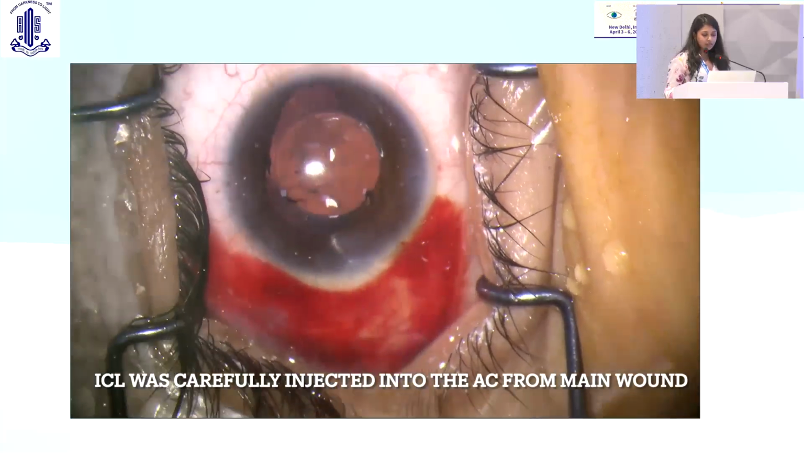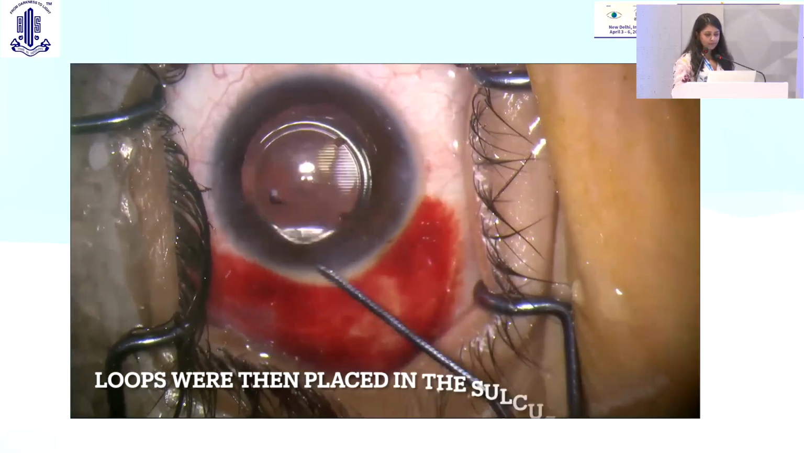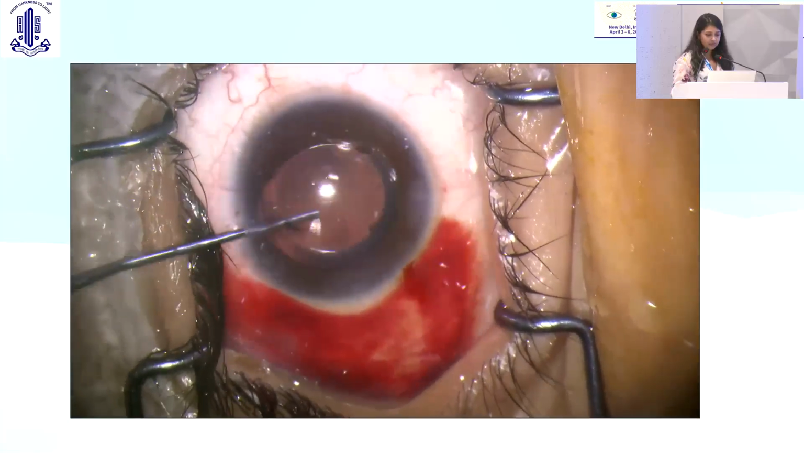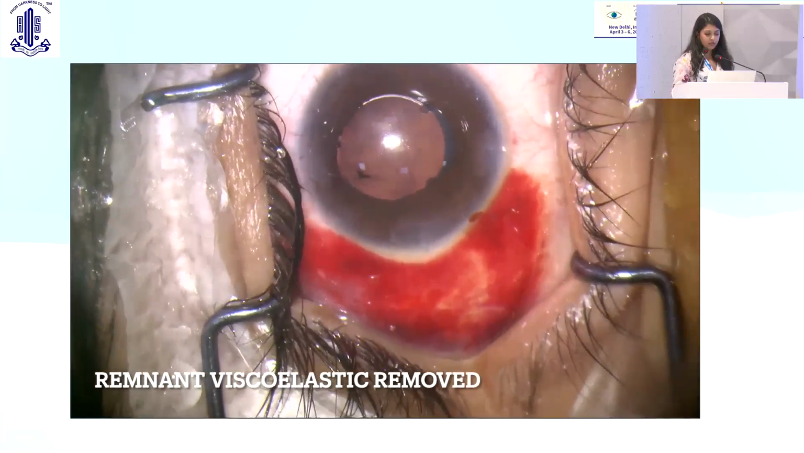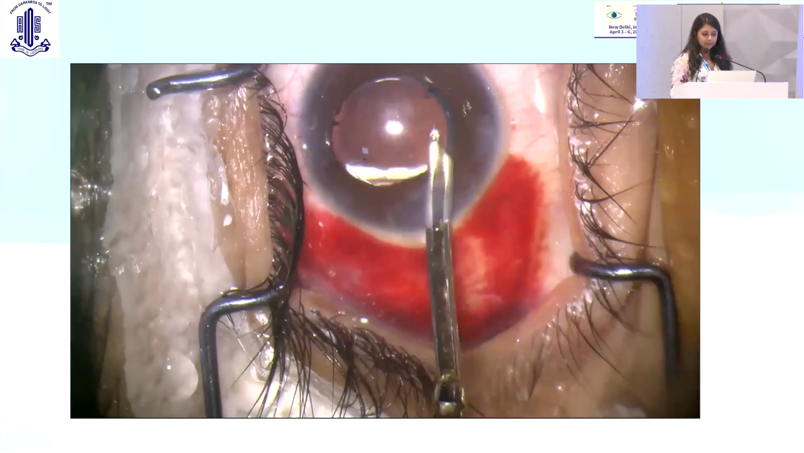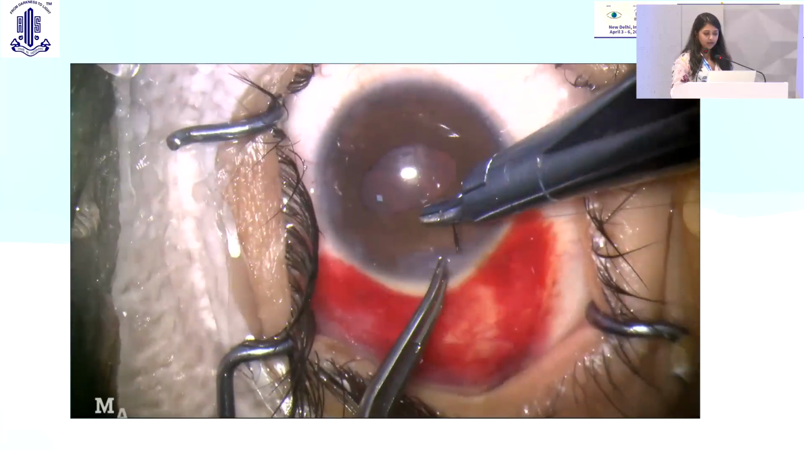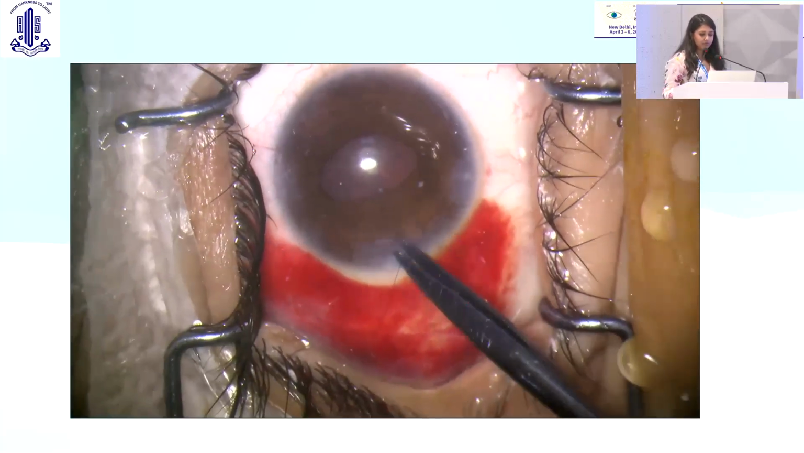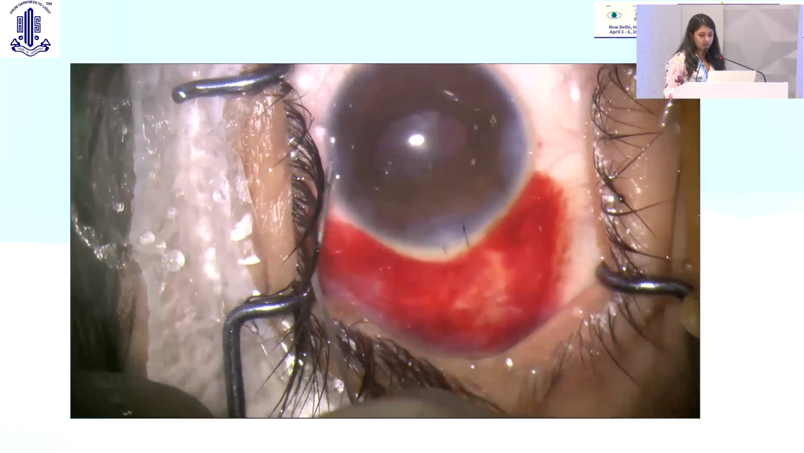It was carefully injected into the anterior chamber from the main wound. Loops were then embedded in the sulcus. Remnant viscoelastic substance was removed. Main wound was closed by suture. And before closing the case, side ports were hydrated.